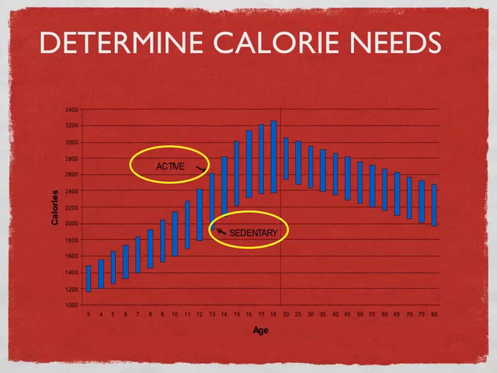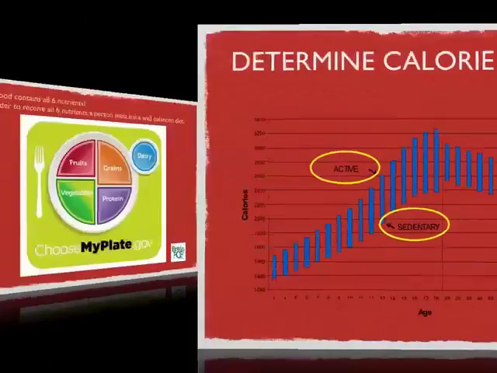But there's quite a variation. If you look at this 19-year-old, a very active person could need up to 3,200 calories. A very sedentary person could be down below 2,400. So there's quite a range, and it depends on lots of different factors, including activity level.